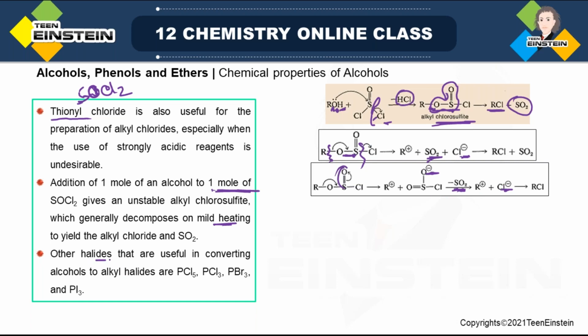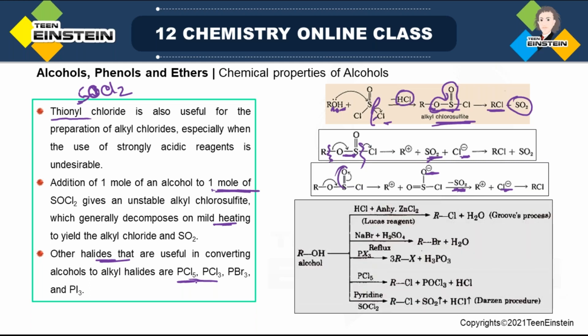You can also use some other halides that are useful in converting alcohols to alkyl halides. The same type of reaction you can also do with these phosphorus halide reagents. It may be PCl3, PBr3, PI3 and PCl5. So in this box you can see all the different methods starting from alcohol.